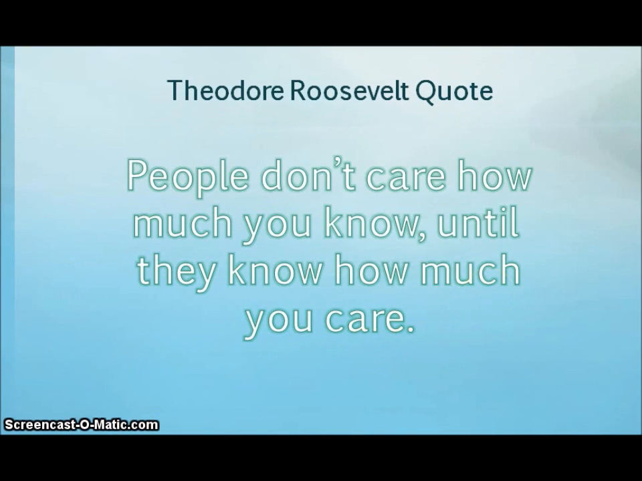Theodore Roosevelt once said that people don't care how much you know until they know how much you care. I really think that this quote applies to the teacher-student relationship. When a student's deficiency needs are satisfied and the school environment is a positive and a compassionate one, students can pursue learning with open minds.